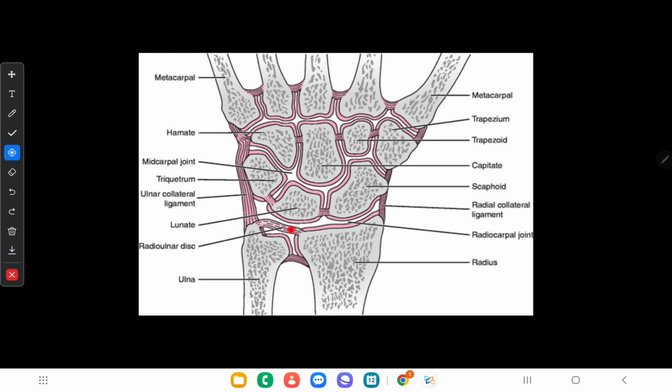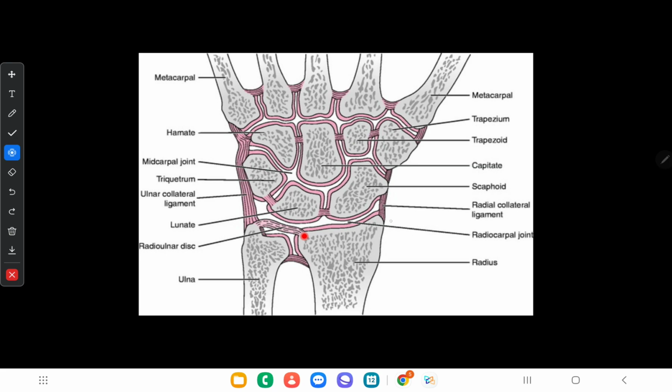This is the distal radio-ulnar joint. The articular disc of the distal radio-ulnar joint is also involved in the formation of this wrist joint. The inferior surface of the radius and the proximal surfaces of the scaphoid bone, then the lunate bone, this is the lunate bone, and the triquetrum, this is the triquetrum: scaphoid, lunate, triquetrum. Their proximal surfaces and the inferior surface of the radius and the articular disc of the distal radio-ulnar joint are involved in the formation of the wrist joint.